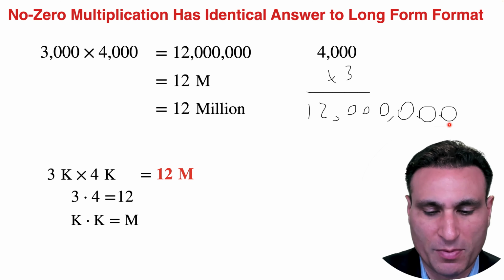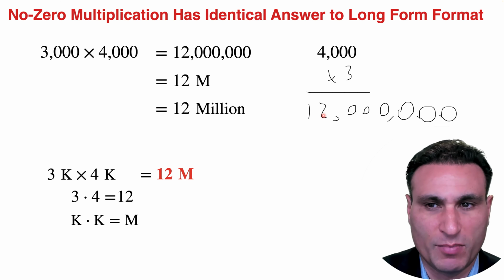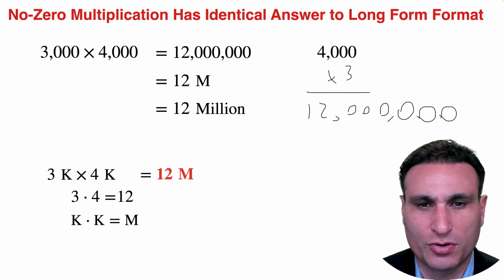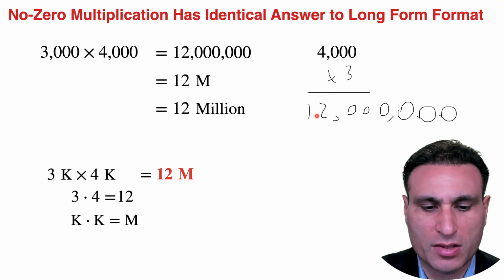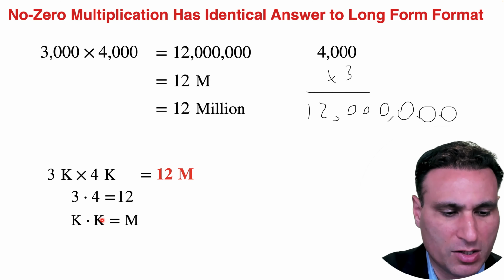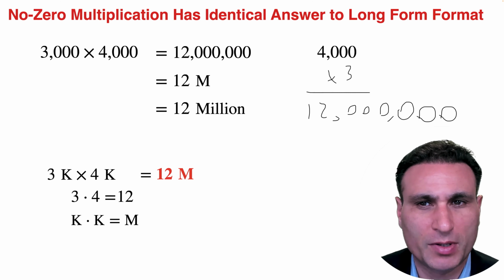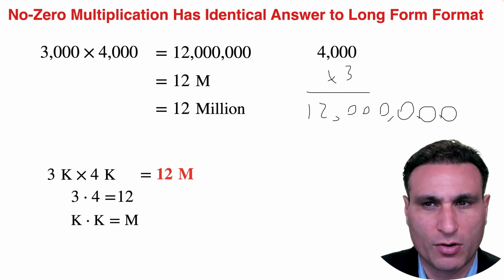But since we have another group of 3 zeros, the 1 and 2 represent ones and tens of millions. So again, the next larger unit of magnitude. Again, the same numerical portion, but with the next larger unit of magnitude. But again, we don't even want to think in long-form format, we want to think in terms of no zero calculations. But the point is that no zero multiplication gives the same result as long form calculations.